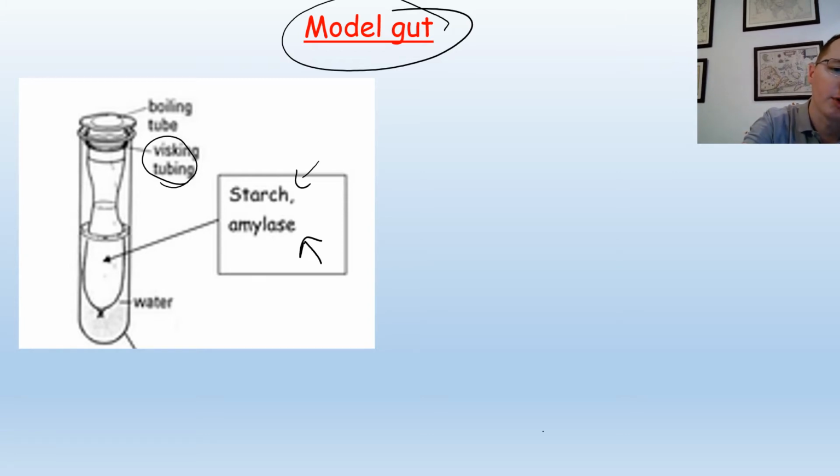As we go through this PowerPoint, I will try my best to underline the ending of any enzyme names, because most enzymes end in "ase." Helps you to identify which chemicals are enzymes. So this is an experiment used to introduce the concept of what's going on. At the beginning, we've got starch and amylase in our Visking tubing and nothing in the test tube apart from water.